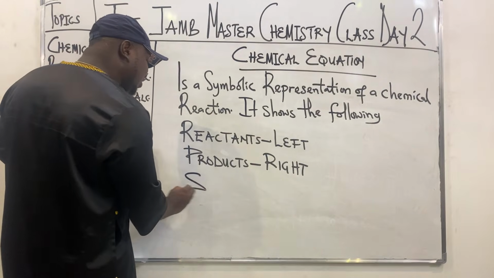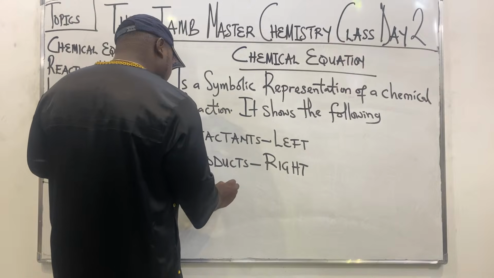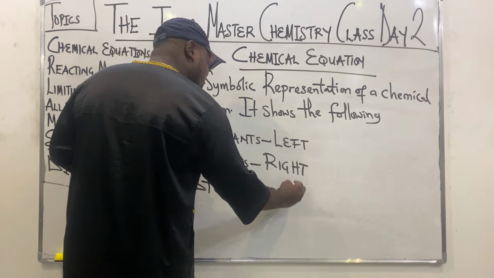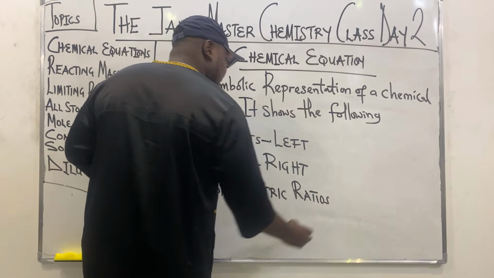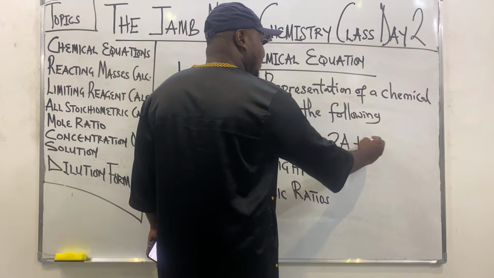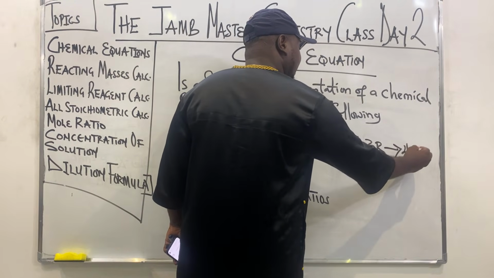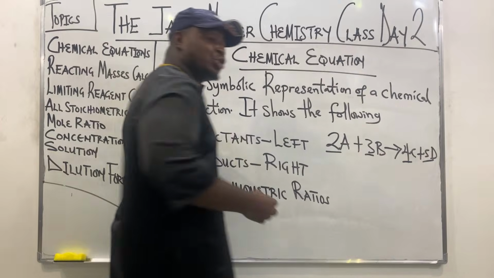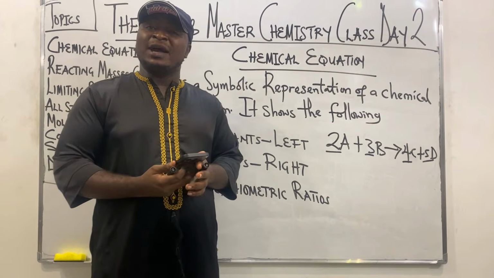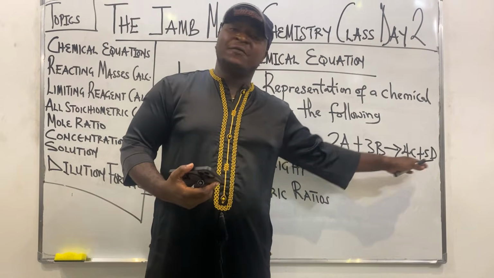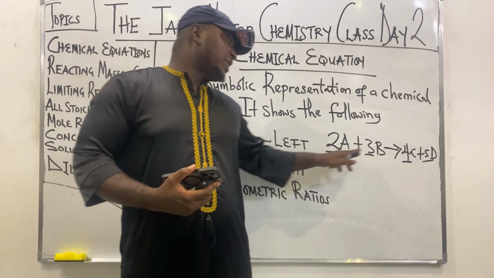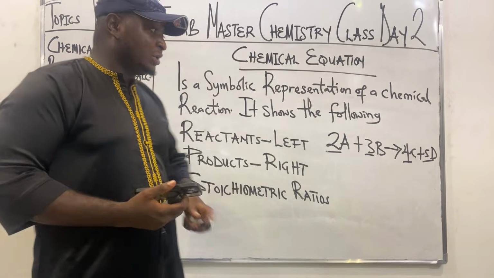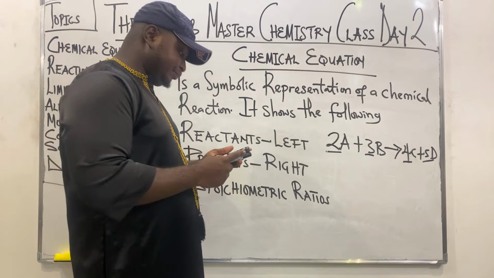It also shows the stoichiometric ratios. If you have 2A plus 3B to give 4C plus 5D, these numbers 2, 3, 4, and 5 are called stoichiometric ratios. A proper chemical reaction will give the stoichiometric ratios of each component in the reaction. The stoichiometric ratios are the numbers before each component: 2A, 3B, 4C, 5D. Please take note.